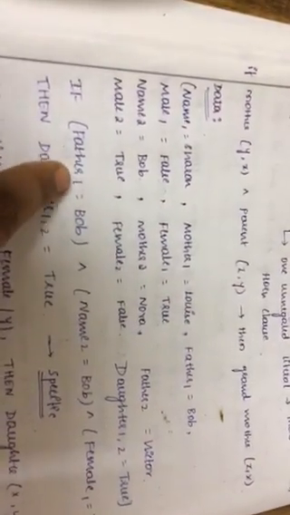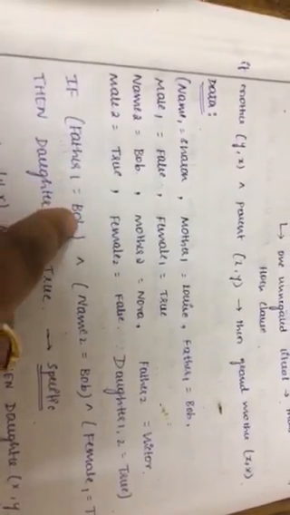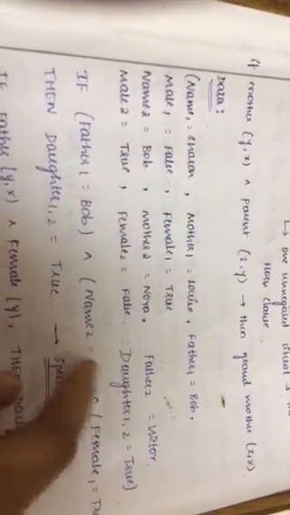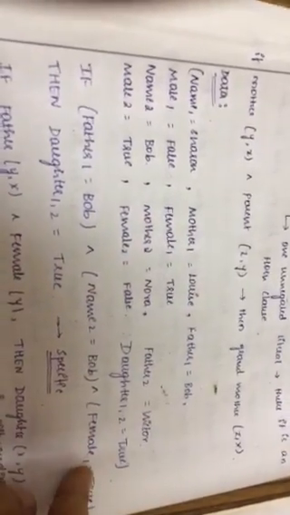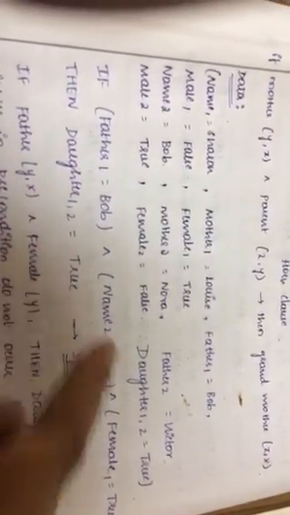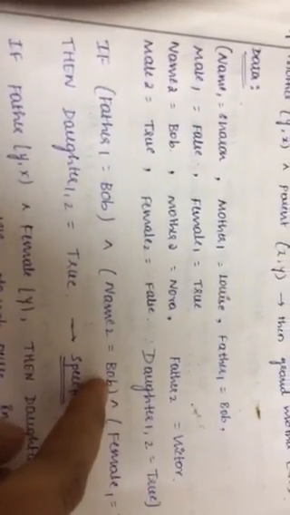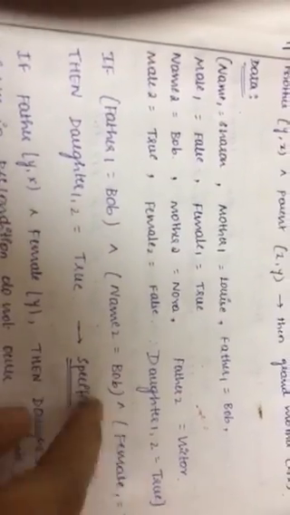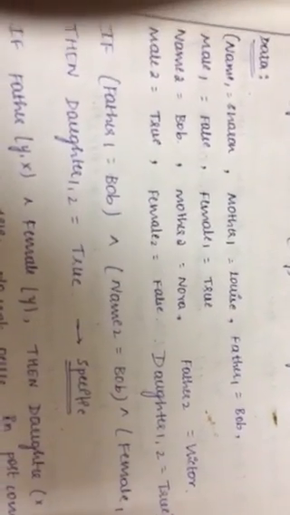So you must verify this. Father 1 is Bob. Yes, I have father 1 equal to Bob. I don't have any other name here. Do I have name 2 equal to Bob? Yes, I have a true condition. Do I have female equal to true? Yes, it is a condition. So when all these conditions are satisfied, finally I am going to get daughter 1 comma 2 equals true. And this condition is called a specific condition.